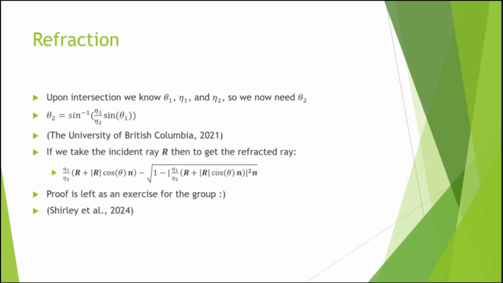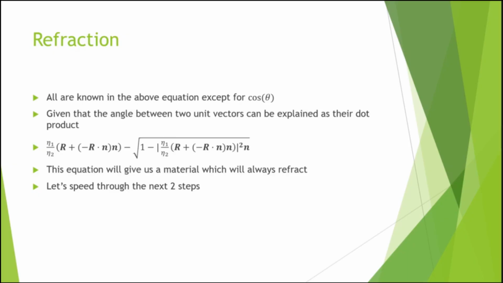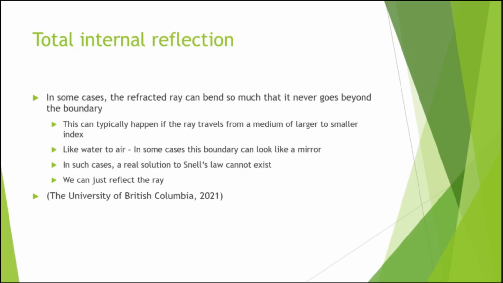So we've got the refractive indices, η1 and η2. We've got the original ray, and we've got the normal. What we don't have is cos ω, which we can get by taking the dot product of the inverse ray and the normal. That will allow us to calculate this equation.